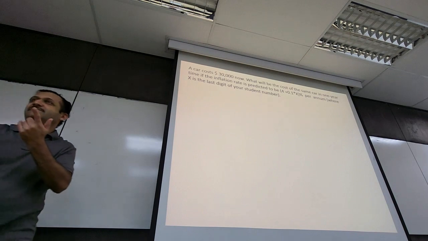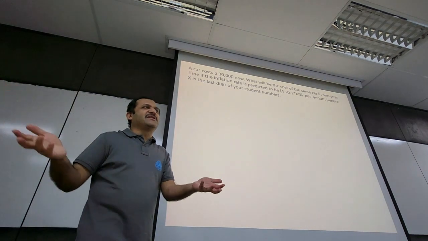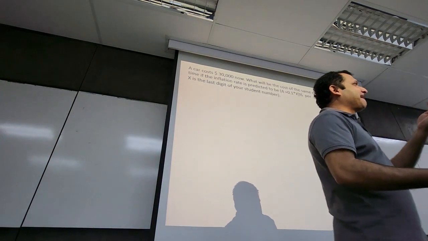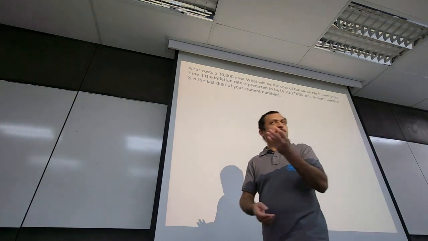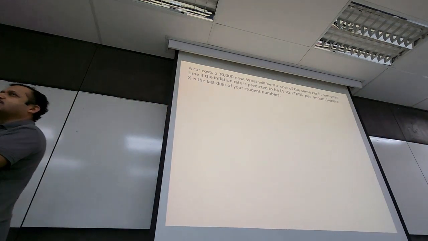So you've got $30,000 and there's a 4% inflation after 1 year. No one? No? 31,200. Yeah, just 4% of 30,000. Okay? Are you following? 4% of 30,000, you add on to it.